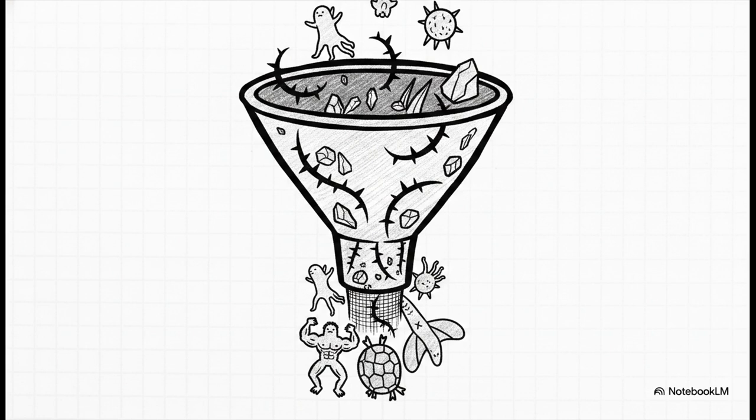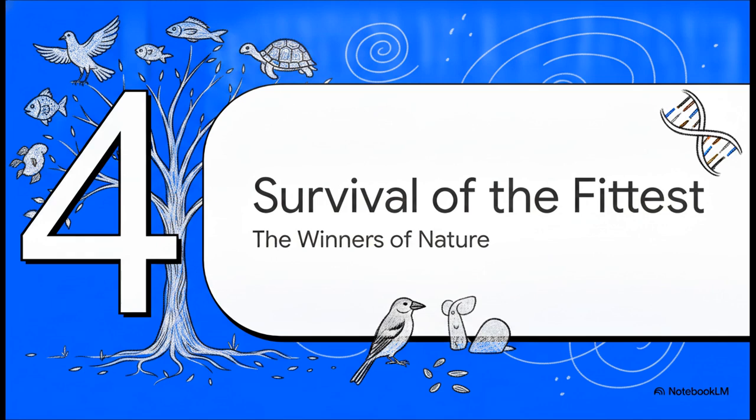It's the ultimate impartial judge. If an organism is even slightly too slow or its beak is slightly too weak, it gets filtered out. This constant, unyielding pressure is what separates the weak from those who are biologically equipped to survive the struggle. All right, Section 4, Survival of the Fittest.